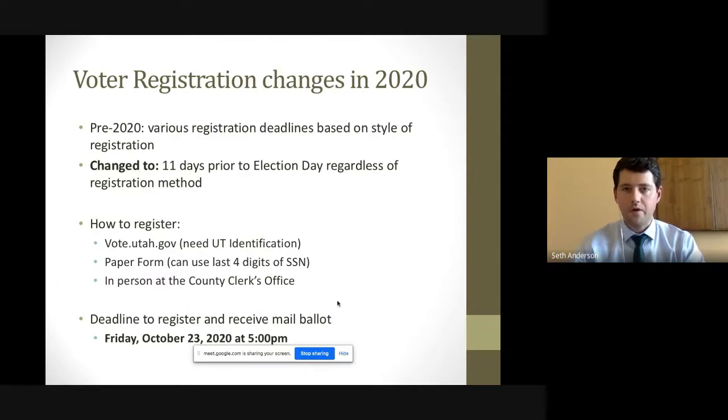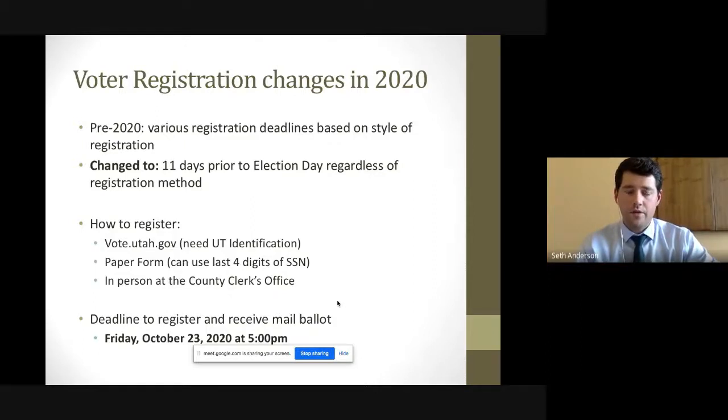We get a lot of people who are moving to Utah and they say, I don't have a driver's license or identification card yet. What do I do? The option that we point those voters towards is the paper registration form. You can use the last 4 digits of your social security number to register that way.